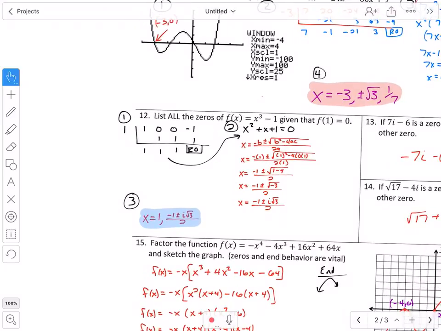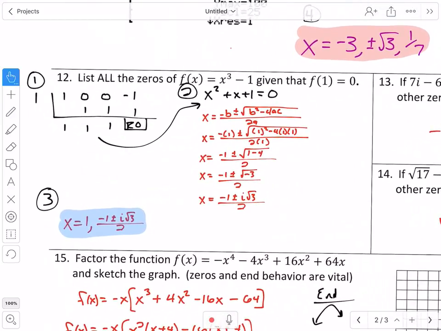Yummy. Number 12. List all zeros of this function. Zeros are x-intercepts, roots, solutions. So before I forget, we're given 1 here. We know this 1 is a solution or a 0 because it equals 0. So I make sure I put 1 in my solution. I'm then going to again divide the coefficients x cubed minus 1 by 1 synthetically.